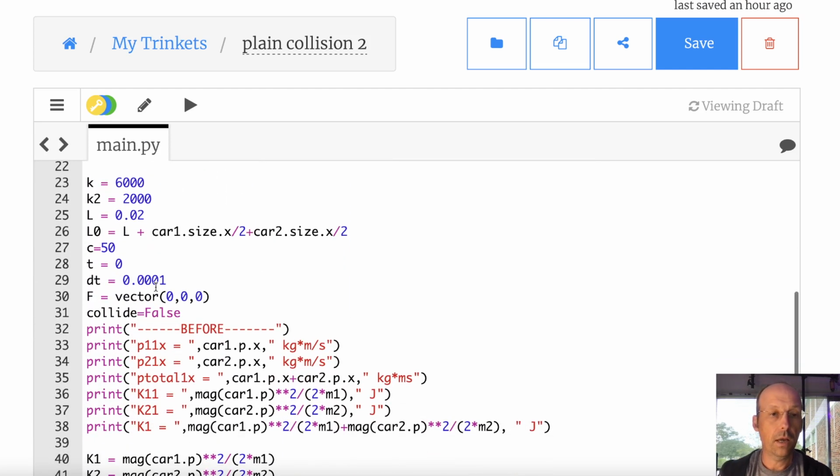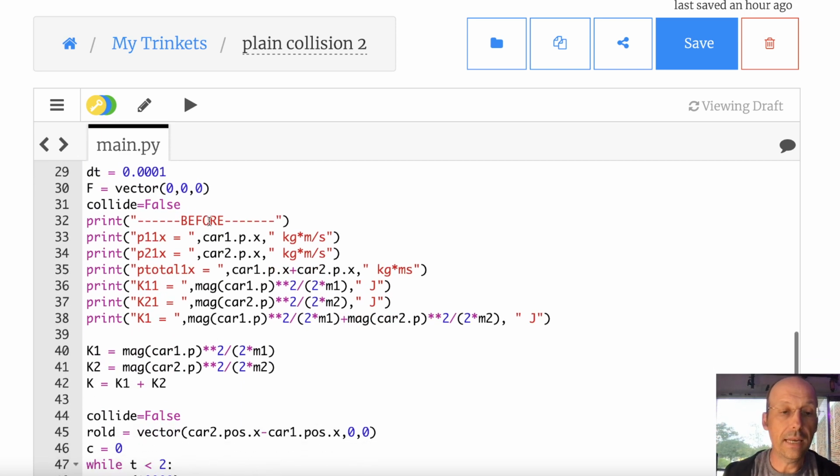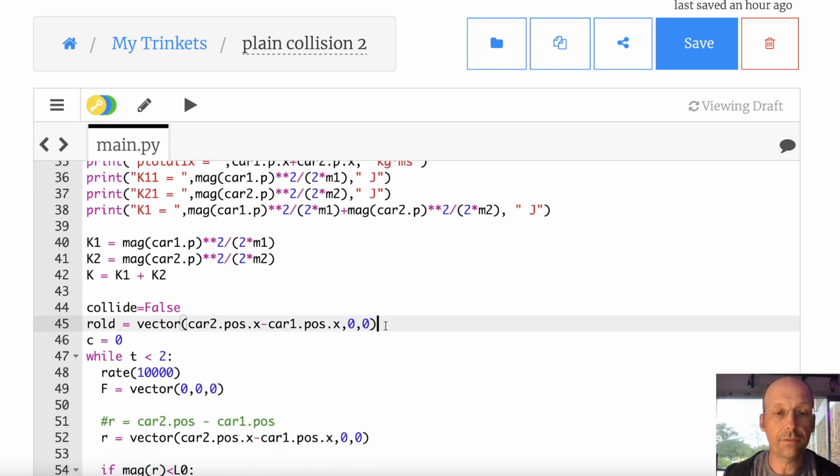Let's put this at 1. Okay. Here I have two spring constants. So I have K is 6,000, and then I have K2 is 2,000. So that's just the spring constant once they're moving apart. Now the other thing down here is I have this R old. R old is the position relative to the distance between the centers. Okay. And I'm going to change that.